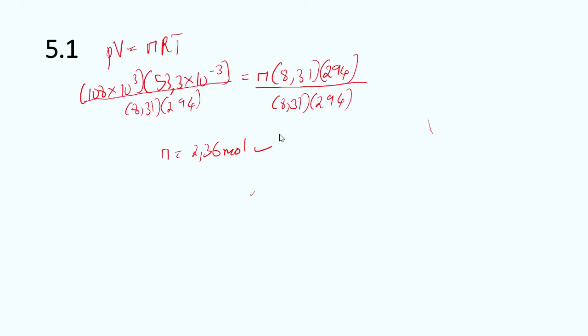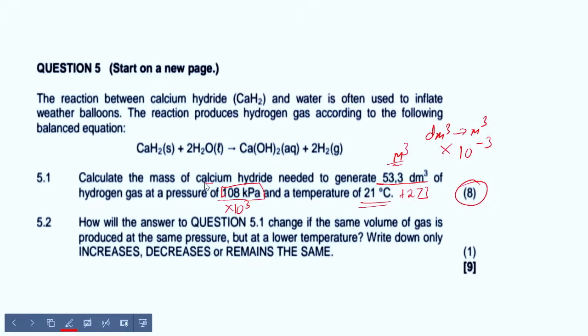So now when we have this, remember what we are looking for is the mass, right? We are looking for the mass of calcium hydride. But look, they said calculate the mass of calcium hydride needed to generate 53.3 dm cube of hydrogen gas. So the number of moles that we just calculated here are for the hydrogen gas. And another thing that should hint you in terms of us having to calculate the number of moles of hydrogen gas is that hydrogen gas here is the only one that is in gaseous state, right?